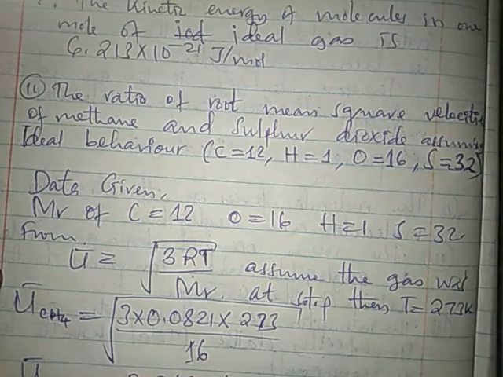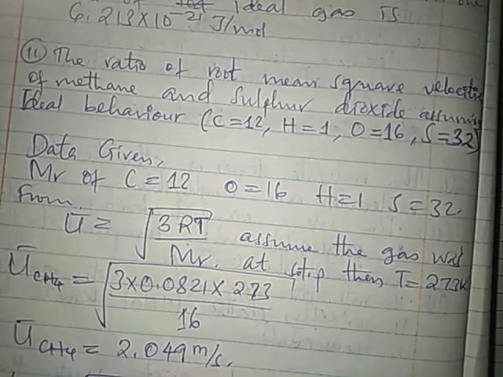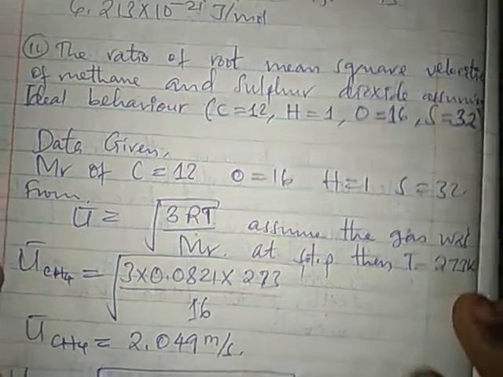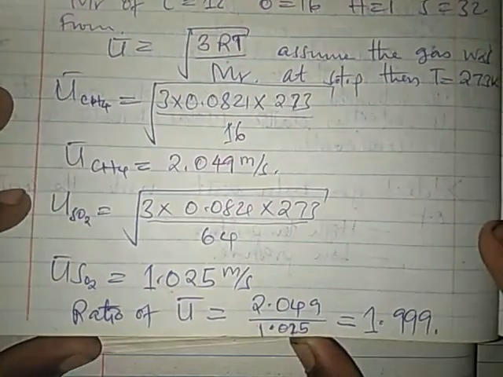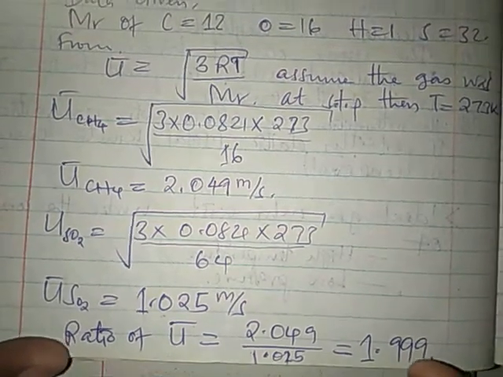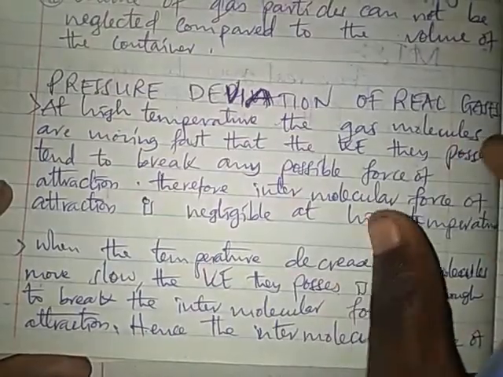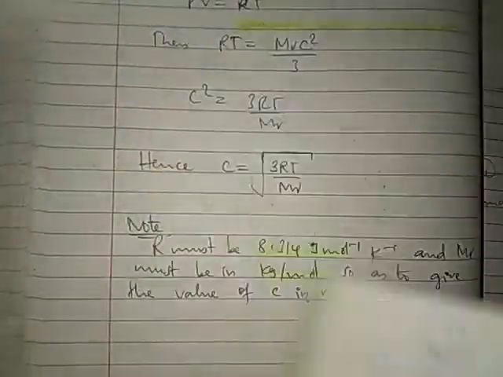Ukipata kwenye algebra 1.999, ni kwa sababu walitafuta root mean square speed ya kila moja, halafu ndo wakadivide. Sisi tumeenda direct, lakini hiyo yote bado haitutoi kwenye mstari.